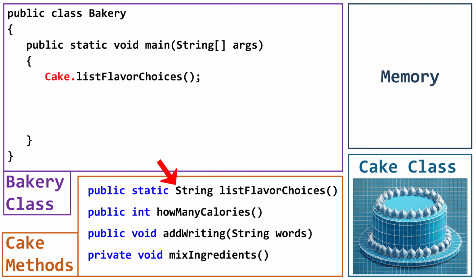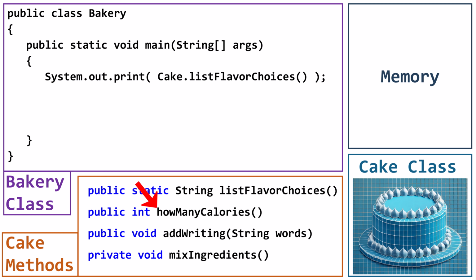It returns a string. We aren't doing anything with the return data, so the list of flavor choices will disappear into the ether. Let's print out the return string. Next, let's call the HowManyCalories method. This method is non-static, so it's a behavior that belongs to the individual objects. To call it, we need to create at least one object.